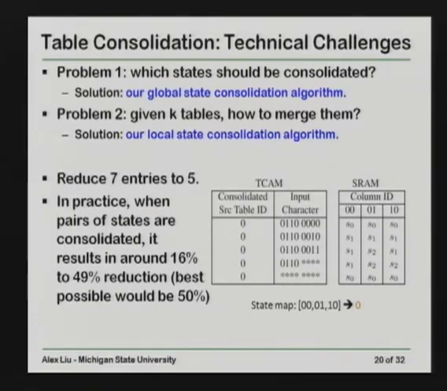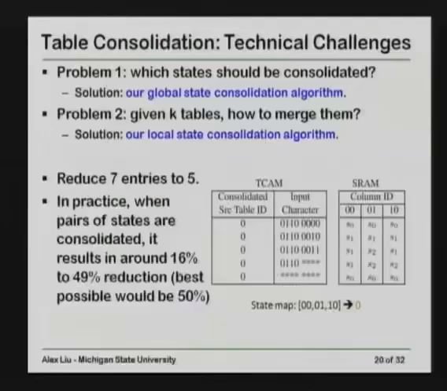Consider the previous example, we have 3 states. If we consolidate them all together, we further reduce the number of entries from 7 to 5. And in practice, if we do 2-state consolidation, every time we consolidate 2 states together, this will result in about 16% to 49% of a reduction. The best possible reduction will be 50%. Basically, any 2 can be merged together, that will be the best. But our results are close to that.